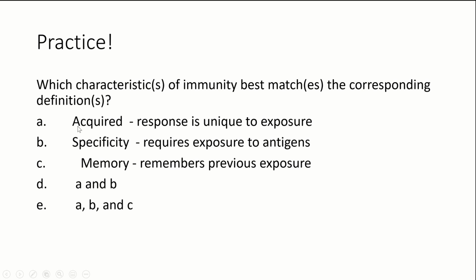Because remember when we said it's an acquired immune response, that means we have to have had exposure to the antigen before in order to acquire that response, right? Specificity was us talking about how the T and B lymphocytes, their response is unique to each antigen, to each exposure. And then memory remembers the previous exposure. That one makes sense. Okay, so it would just be C.